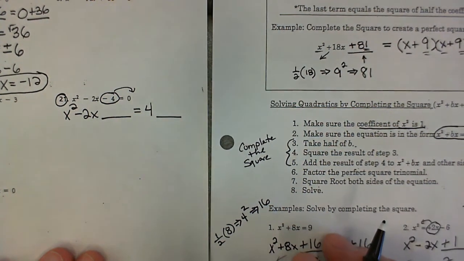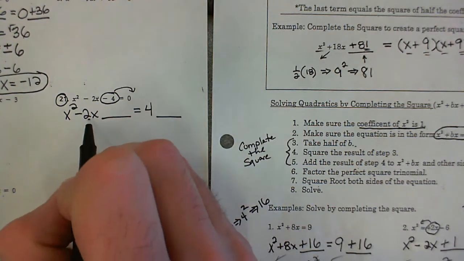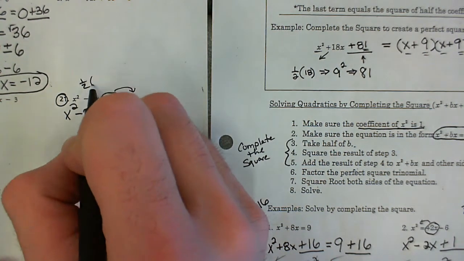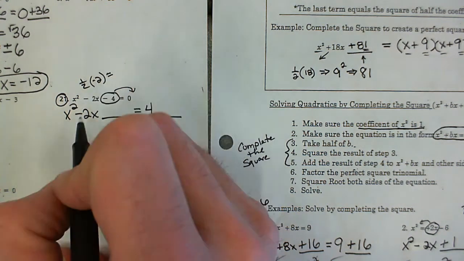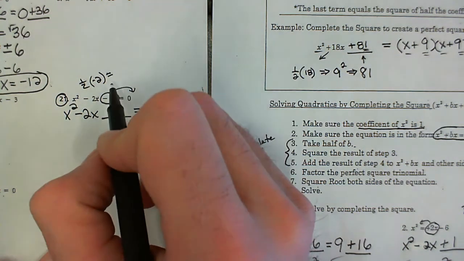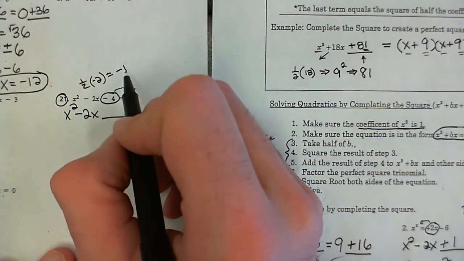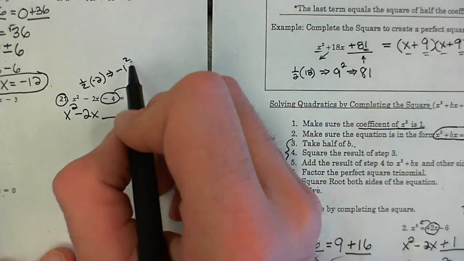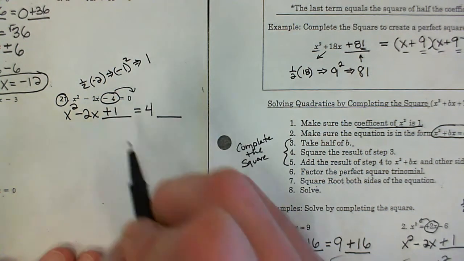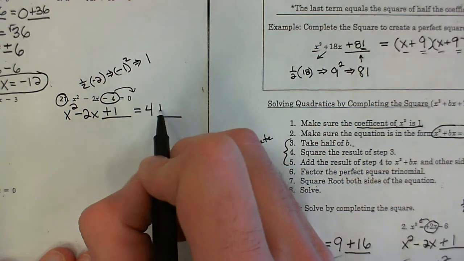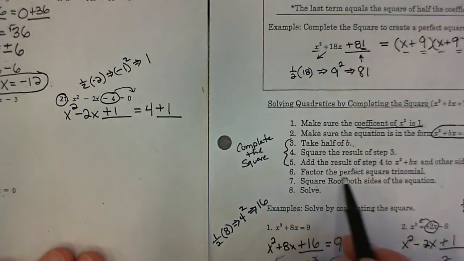Okay. Now I want to complete the square, so I'm going to do steps 3 through 5. So I'm going to take half of technically negative 2, but it really doesn't matter whether you do the negative because we're going to square it and it's going to become positive every single time. So half of negative 2 is technically negative 1. And then we're going to square negative 1, which is going to get you positive 1. So we're going to add 1 to this side, and whatever you do to the left, you have to do to the right.